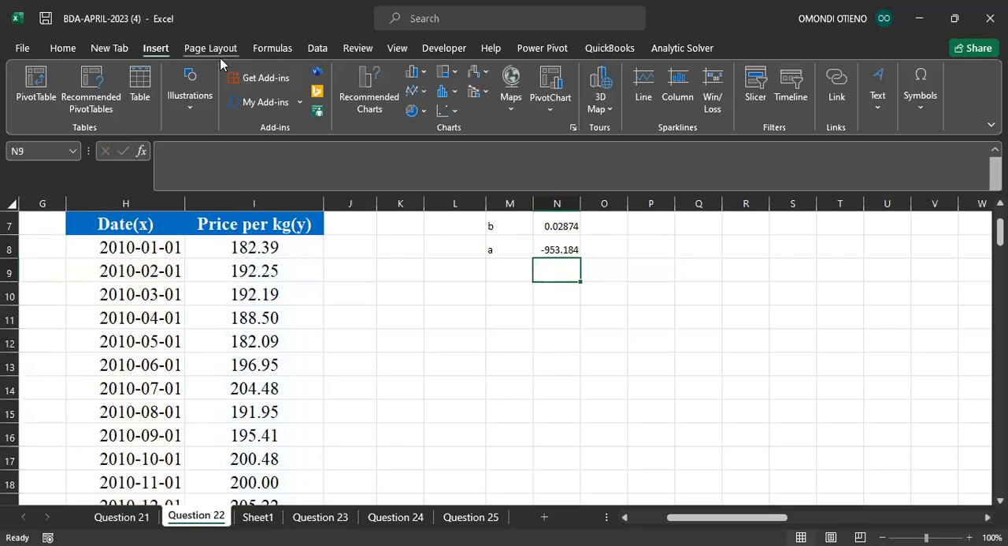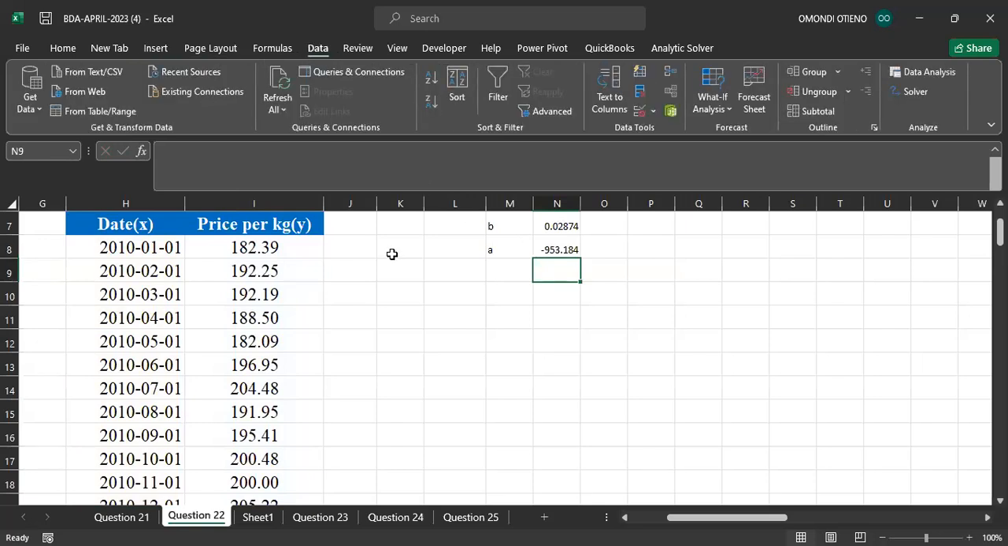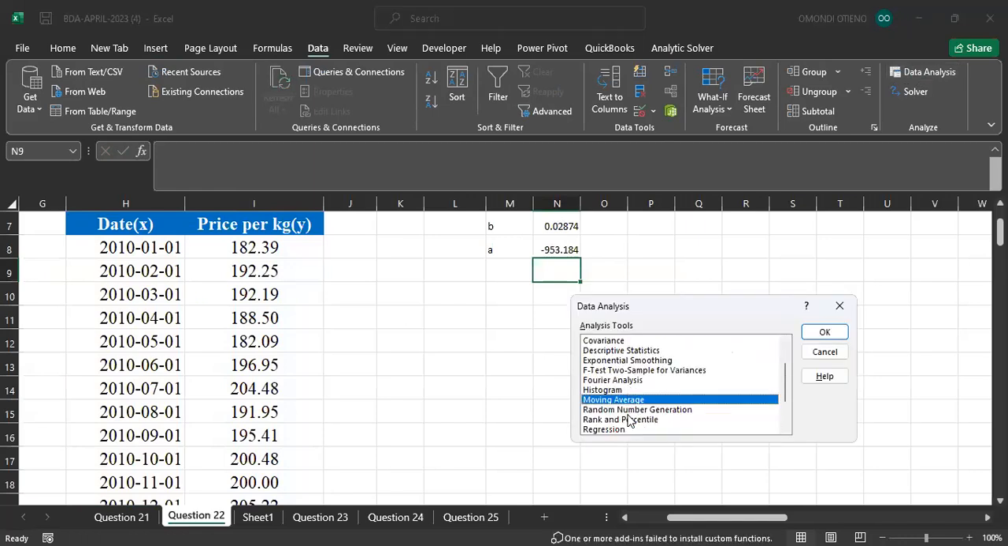Now we want to use another one. Go to data. Once you get to data, there's this part called data analysis. And of course, what we've been using here is the average. So another name of that average method is what we call regression. So look for regression here, then you confirm.